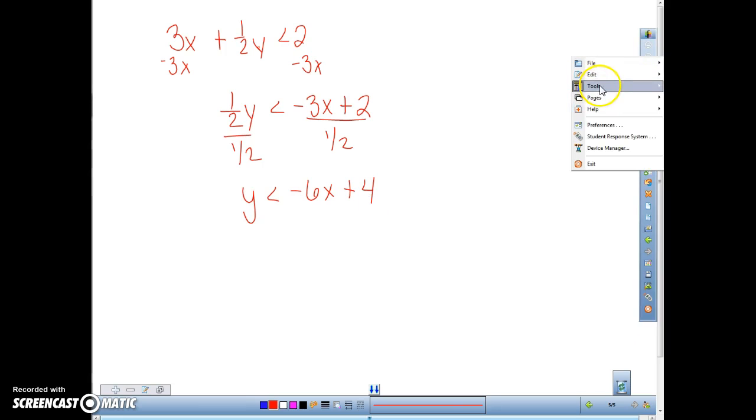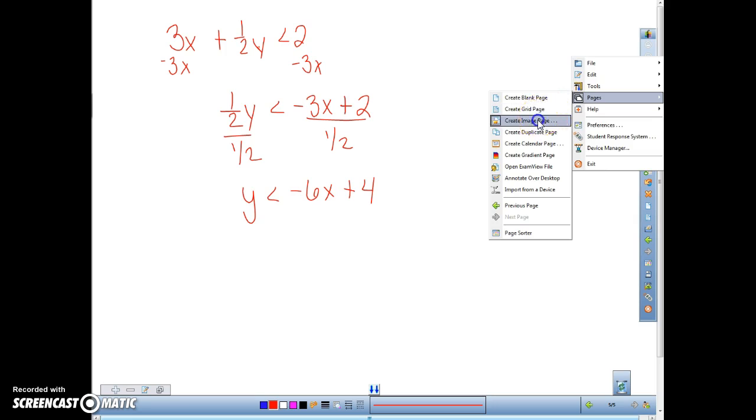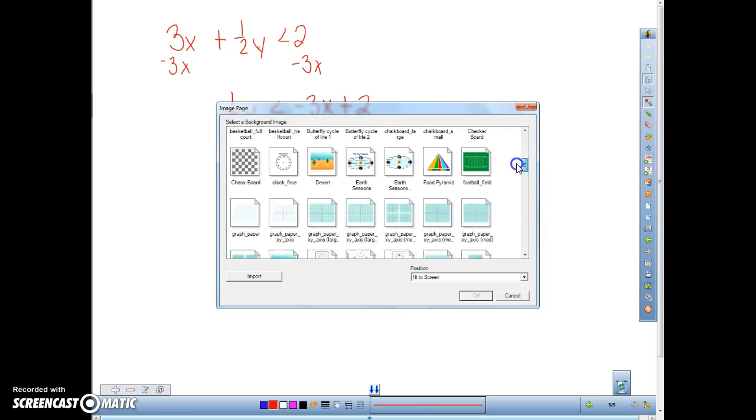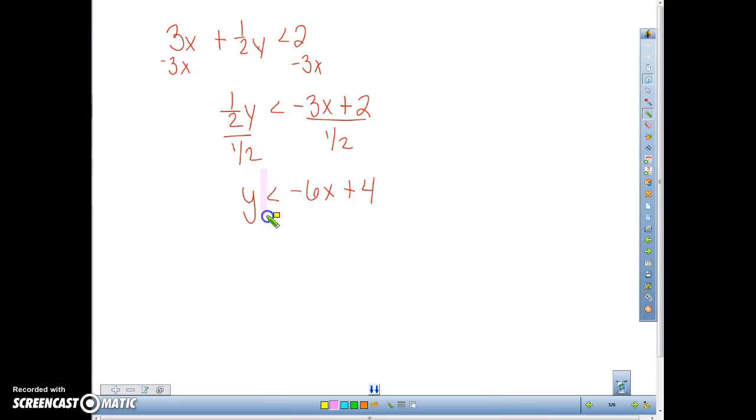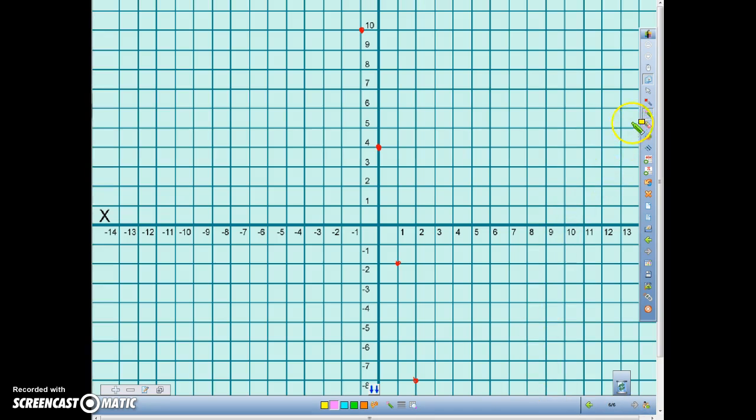And so let's go to our coordinate grid. The first thing it says is that it crosses at positive 4, and it has a slope of negative 6, so we go down 6 and over 1. I don't know about your graph if you can go down more. Now if you look, our sign tells us, right there, it's a less than sign, so we know that it's going to be a dashed line.